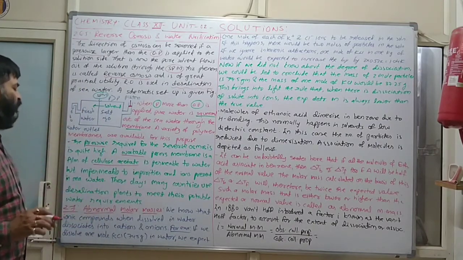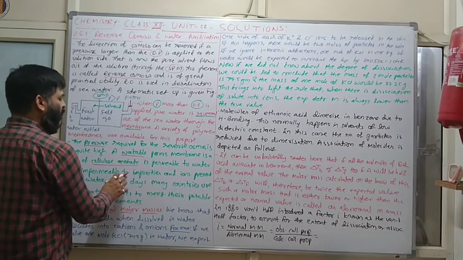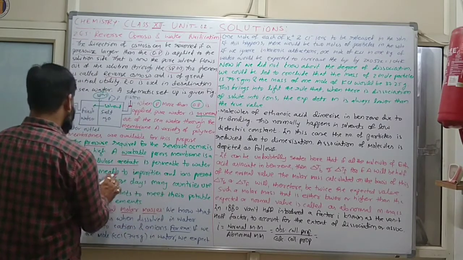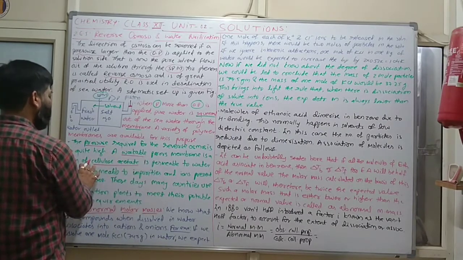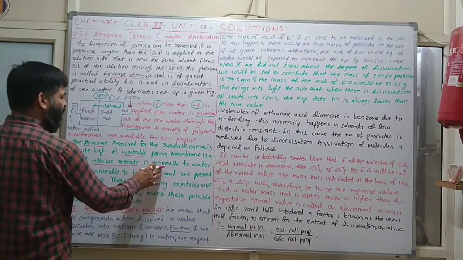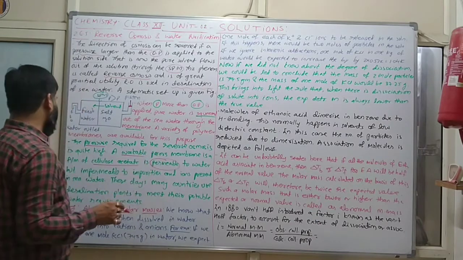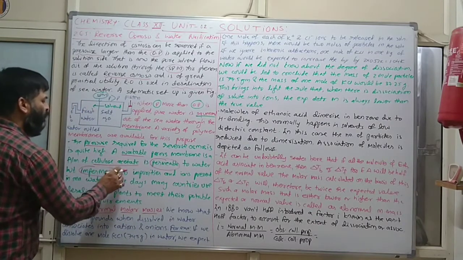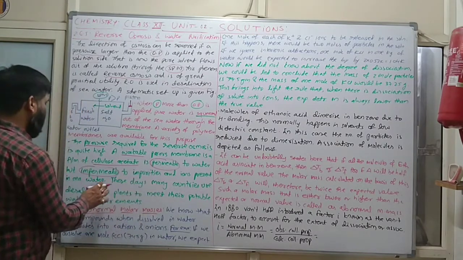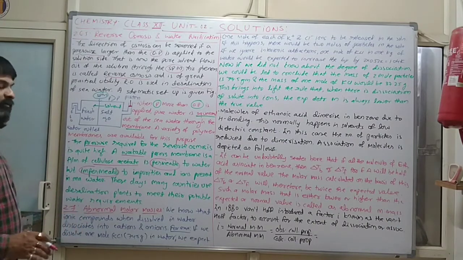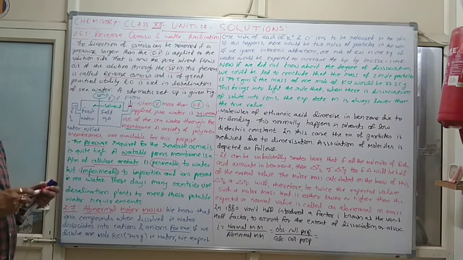Cellulose acetate is permeable to water but impermeable to impurities and ions present in seawater. Clear? These days many countries are using desalination plants to meet their potable water requirement. Potable means drinking water requirement.